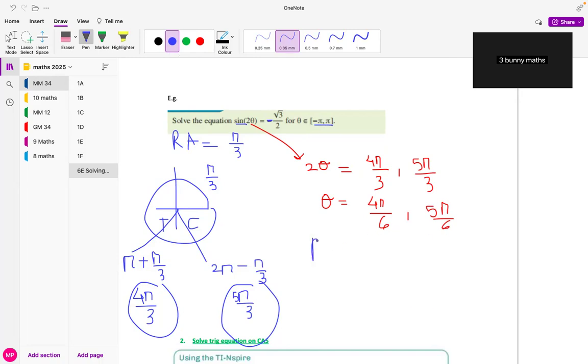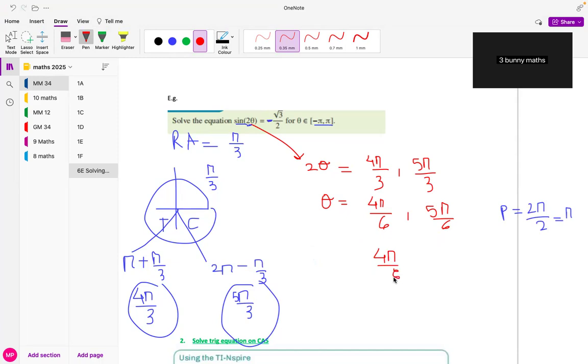So I'm going to find the period. Maybe I just do it here. The period is 2 pi over n, where n is the number next to theta, which is 2. So the period is pi. So you're going to add a period or subtract a period to this one. Actually, let me write properly. I'm going to do 4 pi over 6 first.